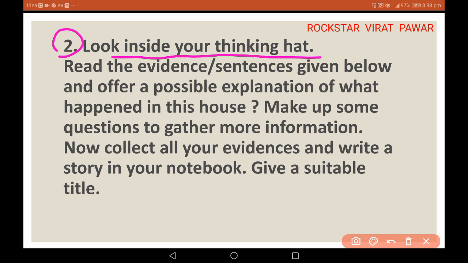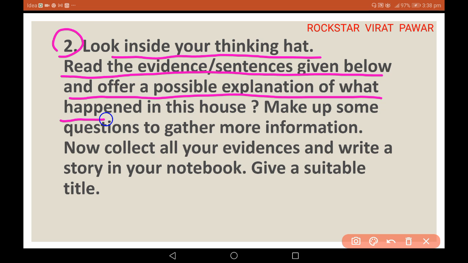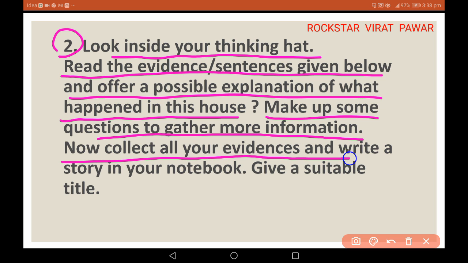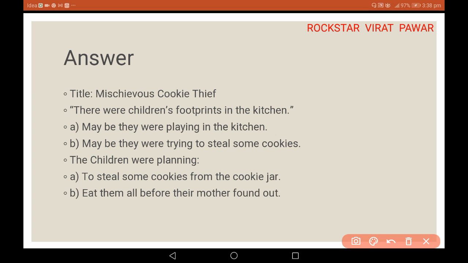Look inside your thinking, read the evidence sentences given below and offer a possible explanation of what happened in this house. Make up some questions to gather more information. Now collect all your evidence and write a story in your notebook. You have to write a story in your notebook and give a suitable title for the story also. Some points are given, like you have to write a title and any points, what happened in that story, and like this way. The title is like Mischievous Cookies Thief.